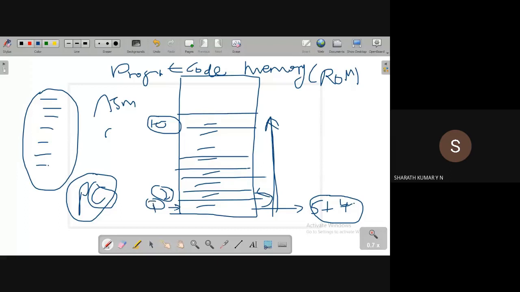The address of the first instruction is 1. This is not the actual address, just for our understanding purpose. The next location address is 2. That means we have to increment the counter or increment the address so that we go to the next location. After executing the second instruction, it has to go to the next location whose address is 3. That means it has to be incremented by 1 value.